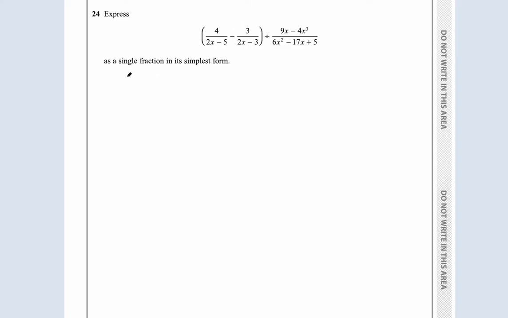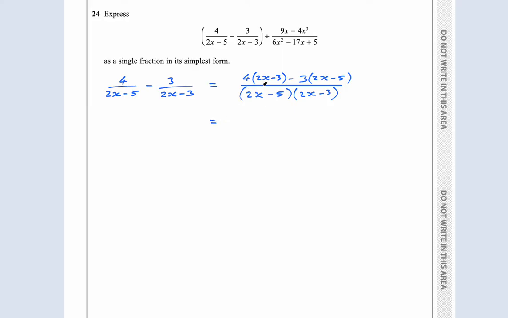Let's just do the brackets first. 4 over 2x minus 5 minus 3 over 2x minus 3 equals, I am going to make a common denominator. This is algebraic fractions. My common denominator is going to be this times this. Then my numerator is 4 times this, 4 times 2x minus 3, minus 3 times this, 3 times 2x minus 5.